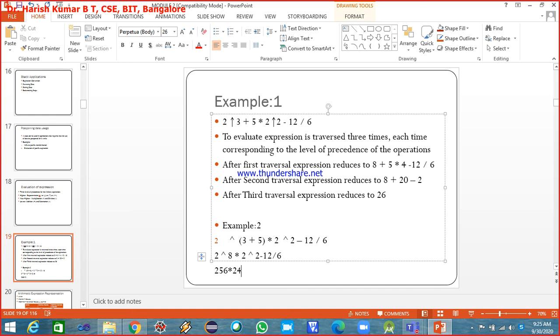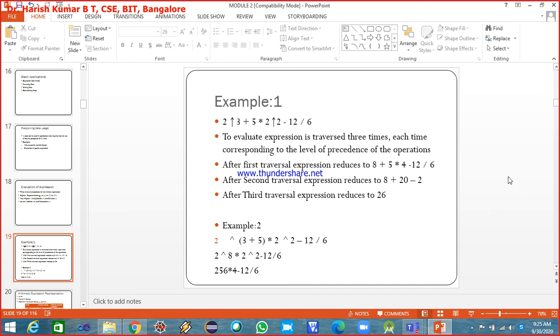and then 2 raised to 4, into 4, and then you have 12 by, let me write it as it is, minus 12 by 6. Okay, so in the next step what you do, here plus and divide are there, so evaluate it first. Evaluate this from left to right. So 256 into 4 minus this one 12 by 6, that is 2, and finally you go for subtracting. So this is how you can evaluate. Okay, next let me go to the next one.